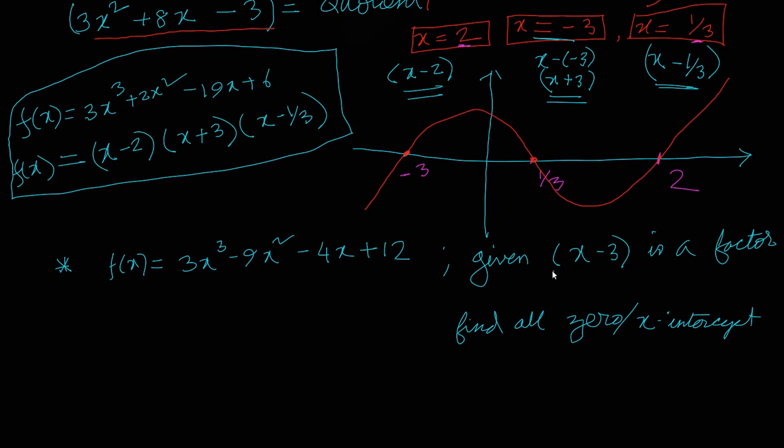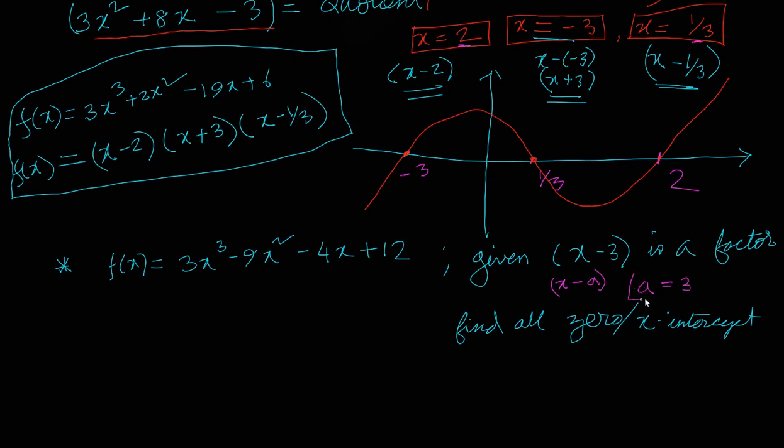Okay guys, so let's see how I can approach it. First of all, here I have x minus 3, so this is of the type x minus a. So in this case, my a is equal to 3.